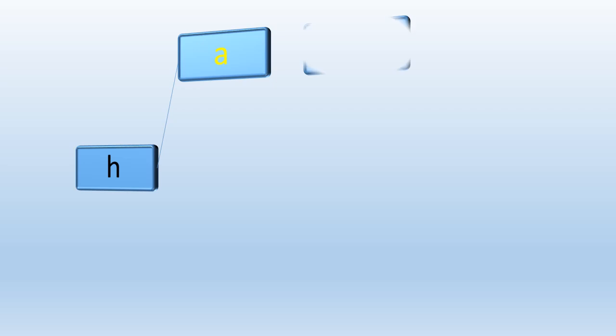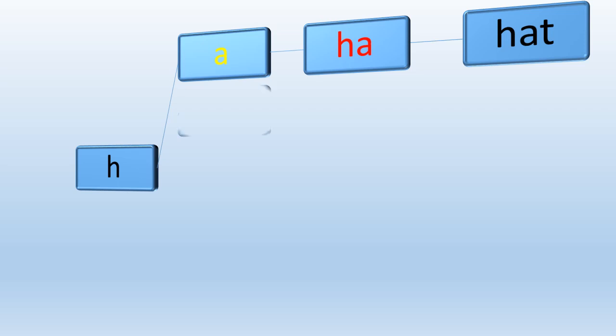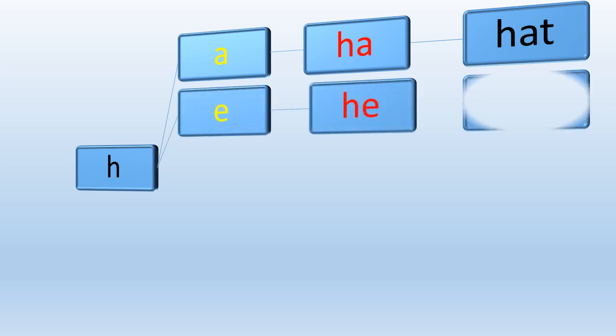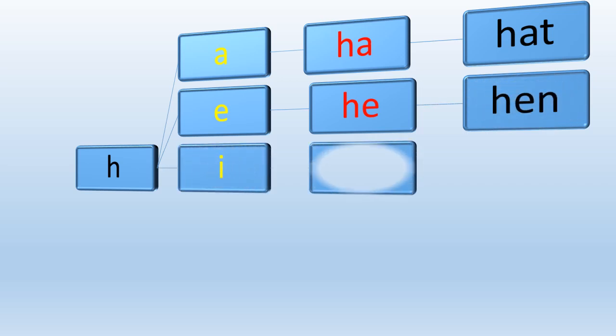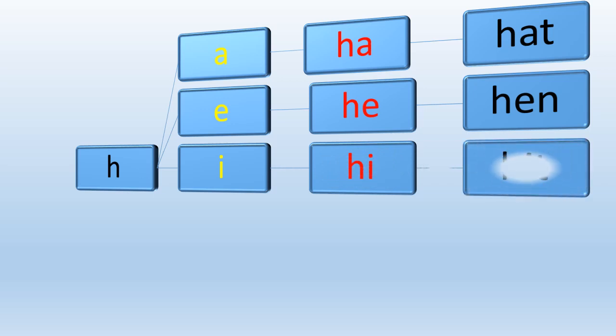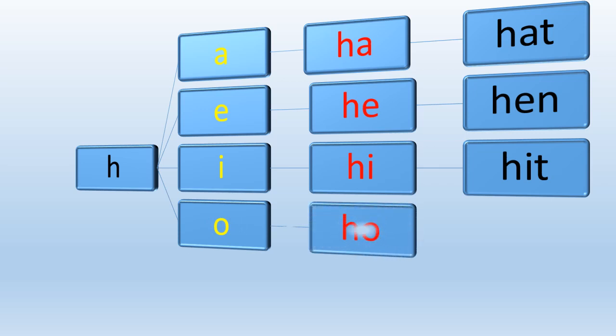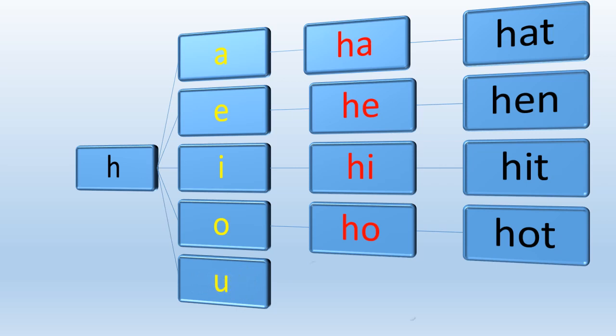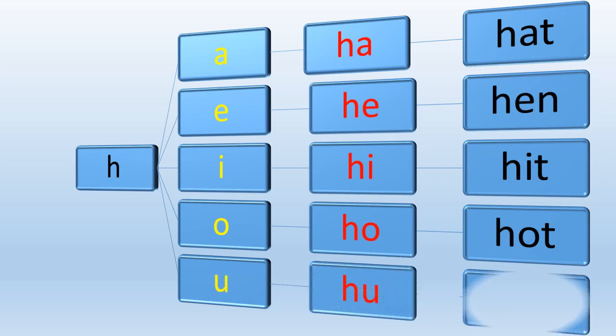The next letter is H. H, A, ha, as in hat. H, E, he, as in hen. H, I, hi, as in hit. H, O, ho, as in hot. H, U, H, as in hut.